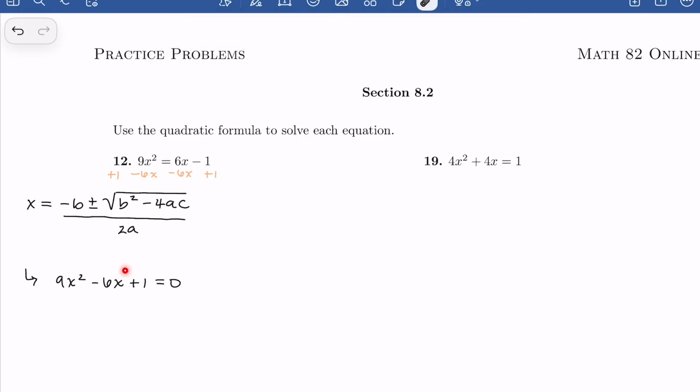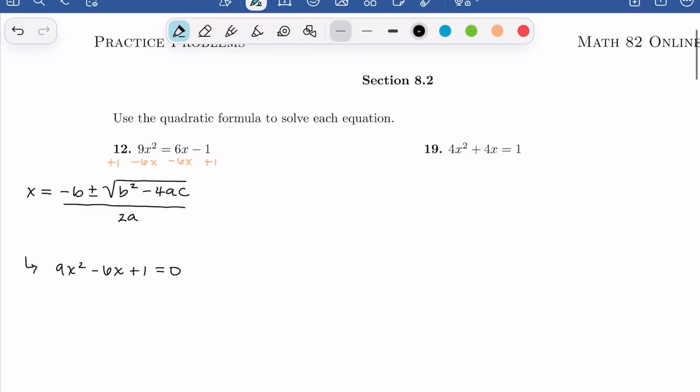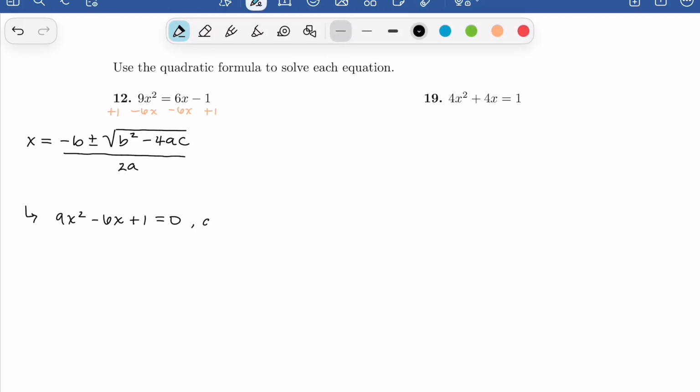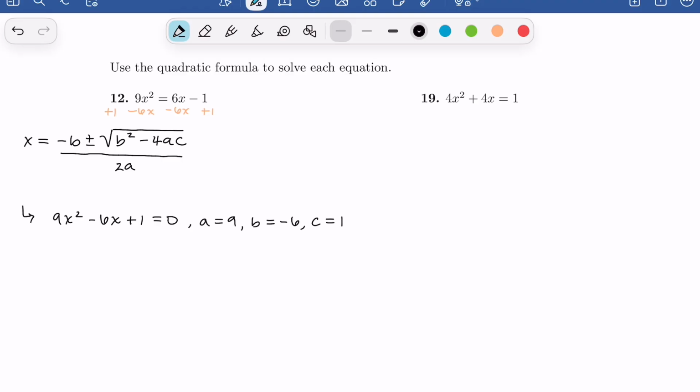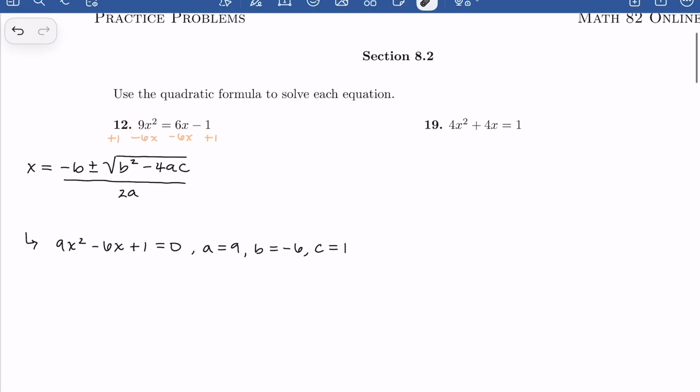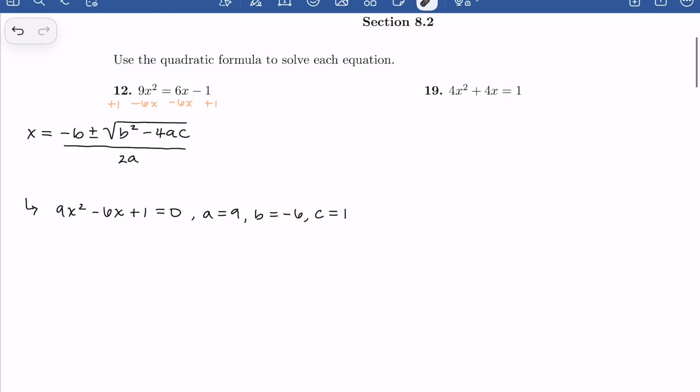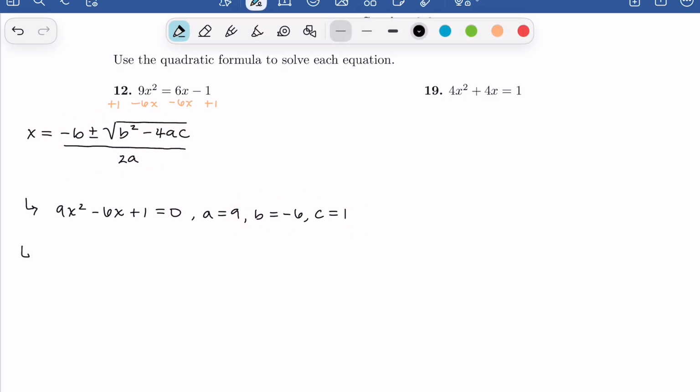Now that this equation is in standard form, we can easily see what our a, b, and c values are going to be. A is going to be positive 9, B is going to be negative 6, and C is going to be positive 1. Now, going back to this original equation here, we might have been able to tell what these values were, but if we write it in standard form here, it's much easier to make sure that we take the appropriate sign with us. So with that, we're going to go ahead and plug these values into our quadratic formula.